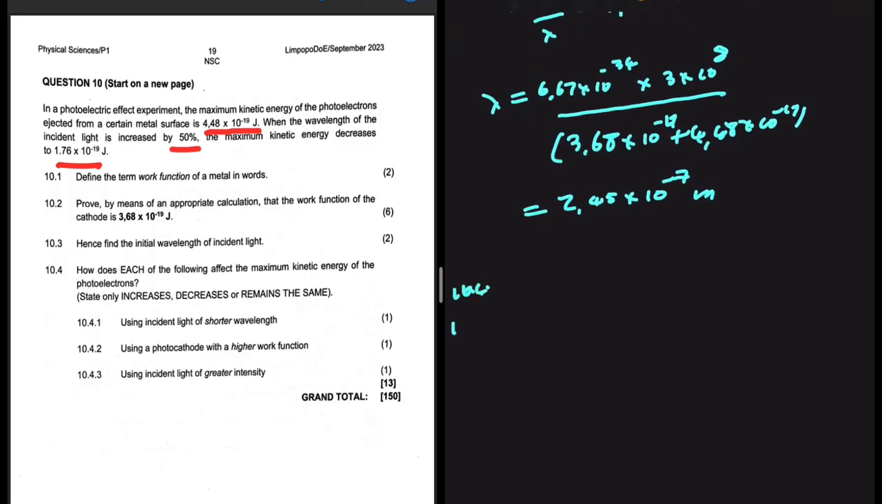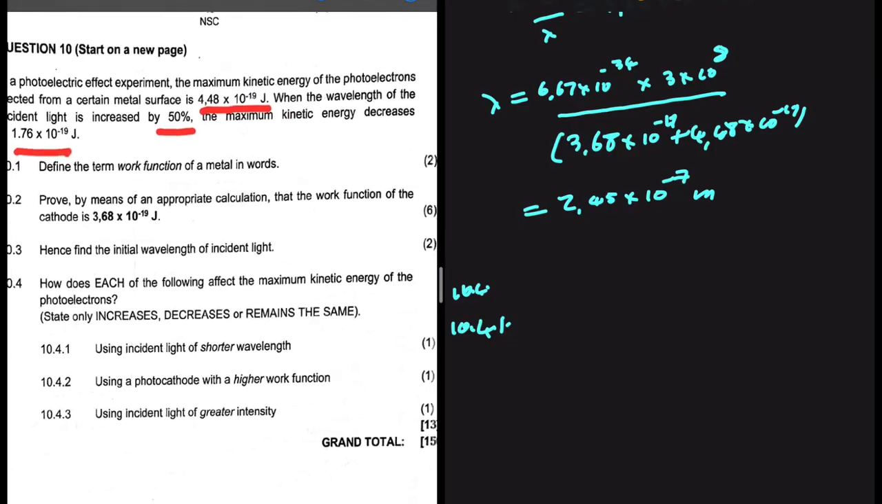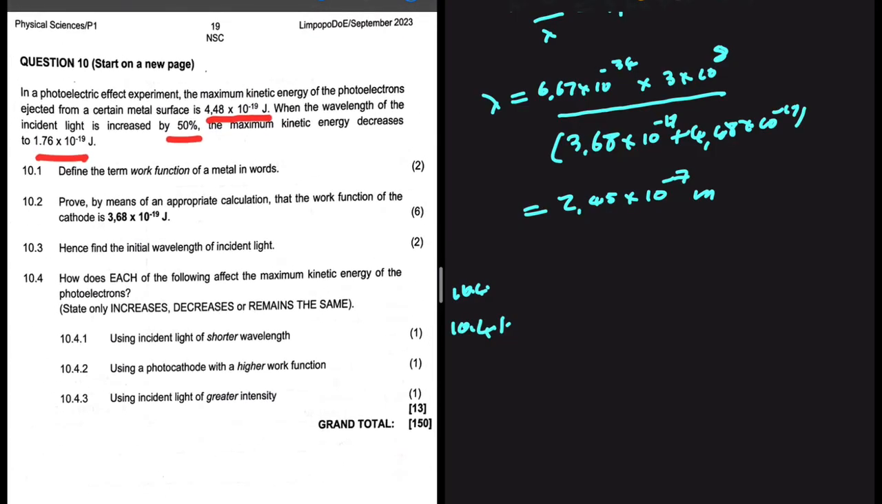10.4. How does each of the following affect the maximum kinetic energy of the photoelectrons? State only increases, decreases, or remains the same. We're interested in EK max, right? And then 10.4.1, using incident light of a shorter wavelength. If we're using incident light of a shorter wavelength, that increases the frequency. If the frequency increases, EK max increases. So the answer to 10.4.1 is increases.